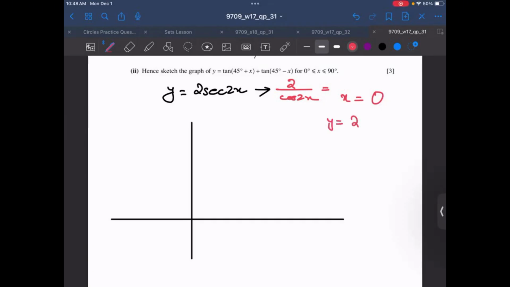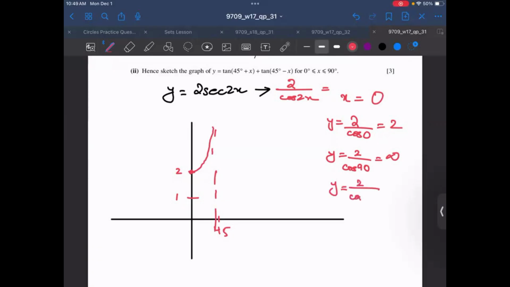So y is equal to 2 upon cos 0. Cos 0 is 1, so we'll get 2. So when x is 0, the value of y is 2. Let's say this is 1 and this is 2, so we'll get the first point. Now let's take x as 45. We'll get 2 upon cos of 2 times 45, which is cos 90. Cos 90 is 0 and 2 divided by 0 will be infinity. So at 45, we'll have to make a dotted line and the graph will go up towards infinity. Then if we take x as 90, that will become 2 times 90, which is cos 180.